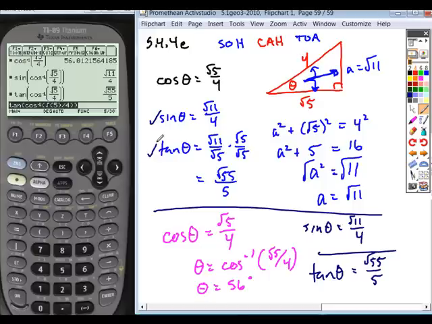I don't care which one you use. Again, this one allows you to visualize the relationship that sine, cosine, and tangent have with right triangles. This one allows you to get more familiar with your calculator.